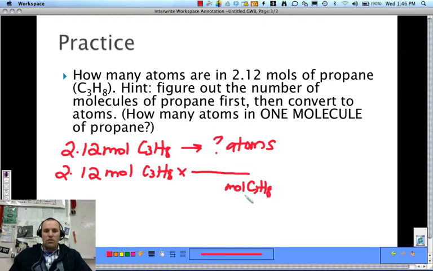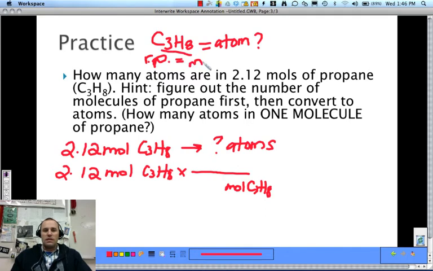Well, can I go from moles of propane to atoms of propane? The question here is propane, is this an atom? And the answer is no, this is not an atom. What is the representative particle for propane? Well, what kind of compound is this? This is a molecular compound. Okay, so that means that the representative particle is the molecule.